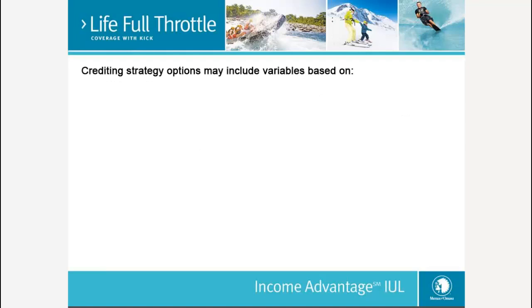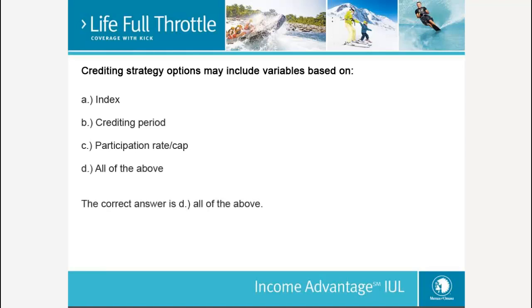Crediting strategy options may include variables based on A. Index, B. Crediting period, C. Participation rate or cap, D. All of the above. The correct answer is D. All of the above.